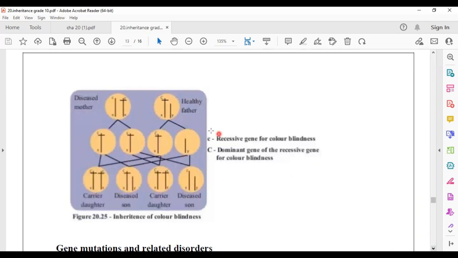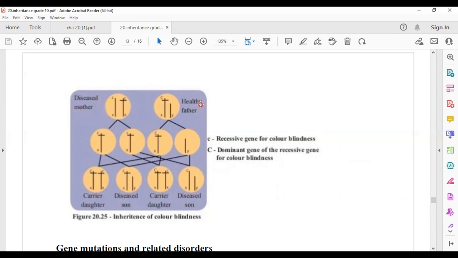Here, simple c is the recessive gene for color blindness. If simple c is there, that means that person is a diseased one, and the dominant gene of the recessive gene is capital C. If there's capital C, that means he or she is a healthy one. And it is always linked with the X chromosome. Here there are simple c in two X chromosomes. That means she is a diseased female.